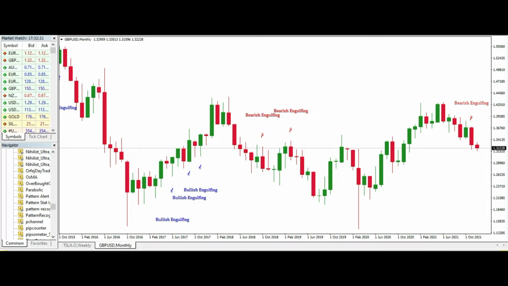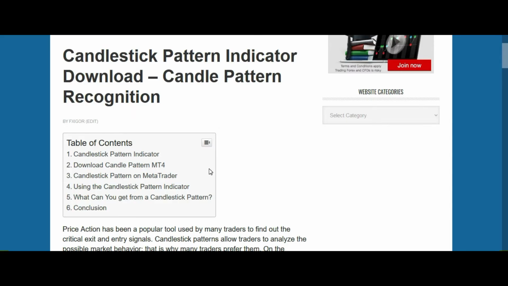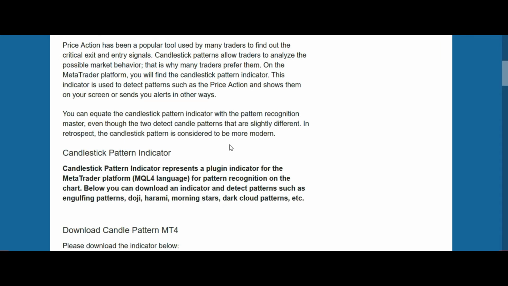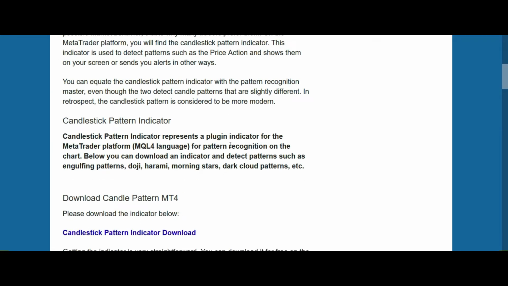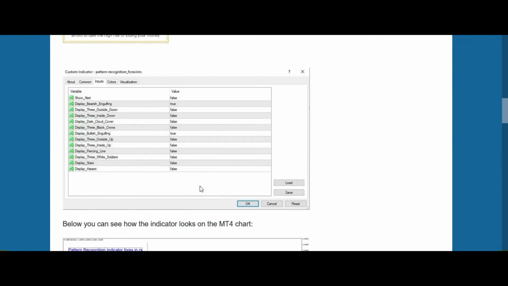Right now I want to show one article that we wrote on our website. The name of the article is Candlestick pattern indicator, and we put a text about candle pattern recognition. And we said that the Candlestick pattern indicator represents a plug-in indicator for the MetaTrader platform for pattern recognition on the chart. Below, you can download the indicator and detect patterns such as engulfing pattern, Doji, Harami, Morning Star, dark cloud patterns, etc. And of course, on our website, you can download this indicator for free.